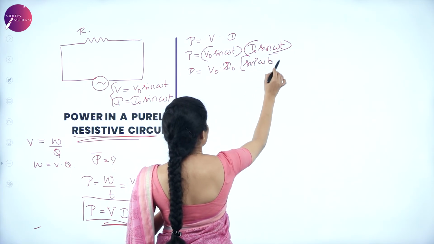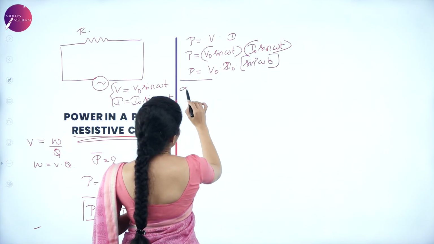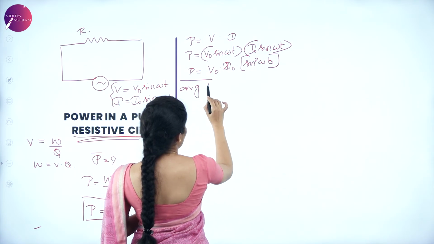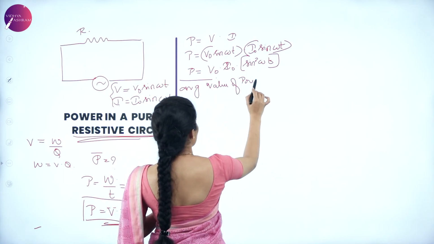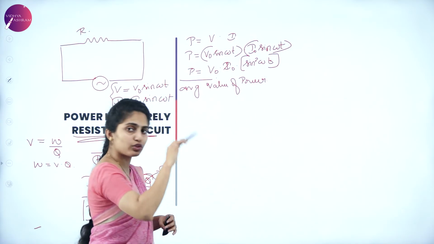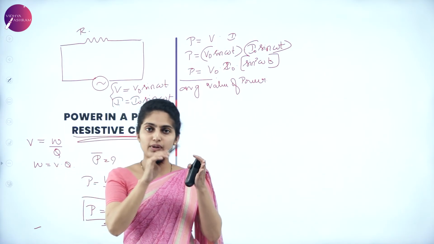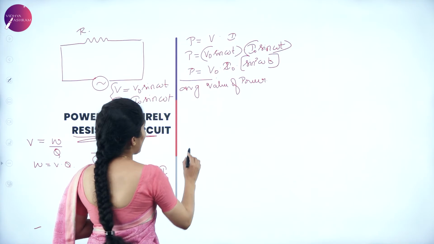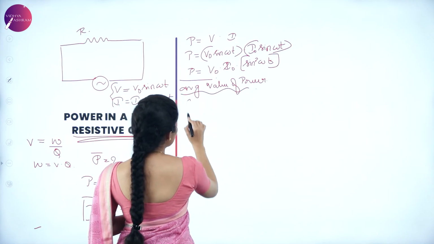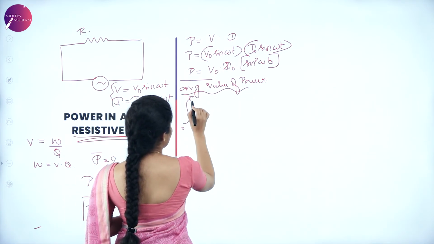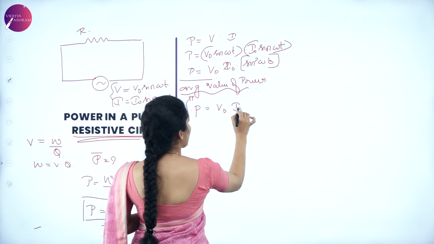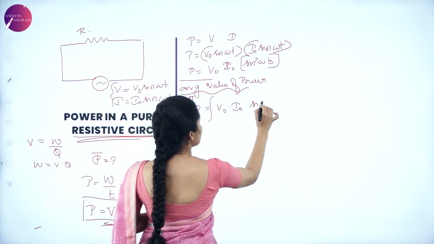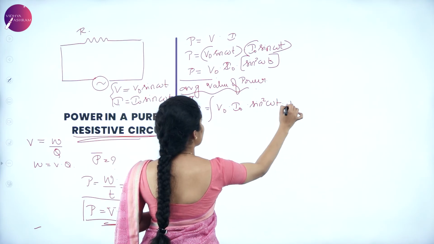In order to check its average value of power, the total average value of power, we need to integrate it over the full half cycle, that is from 0 to T. So we have integrating power with respect to time. So we have P is equal to V naught into I naught into sine square omega t into dt.